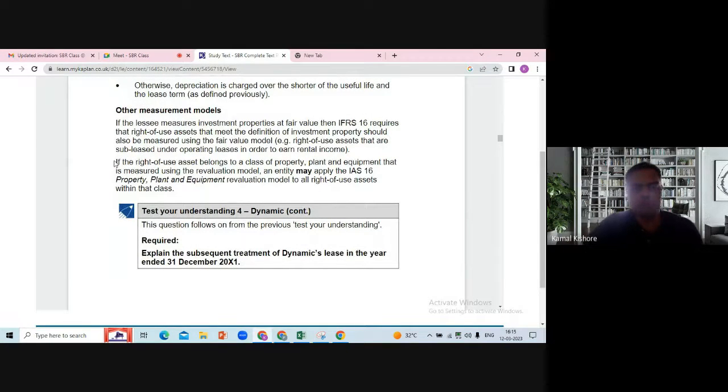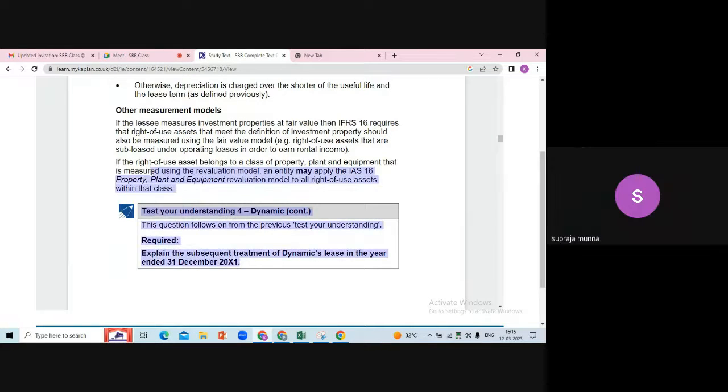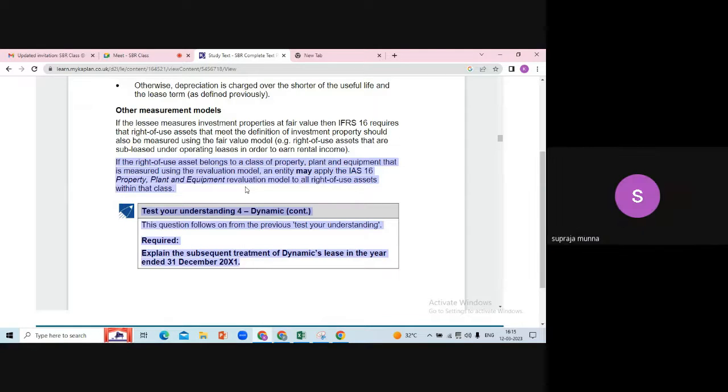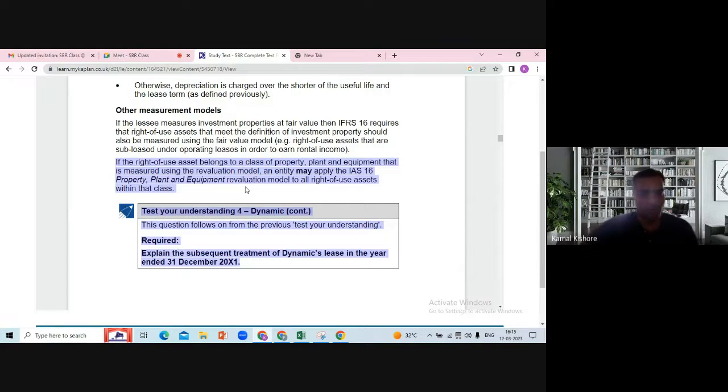Once it becomes a right of use asset, then you will follow IAS 16. They are giving an instance: if it belongs to a class of property that is measured using the revaluation model, then you will apply IAS 16 to all right of use assets. You can revalue ROU assets and all those things.